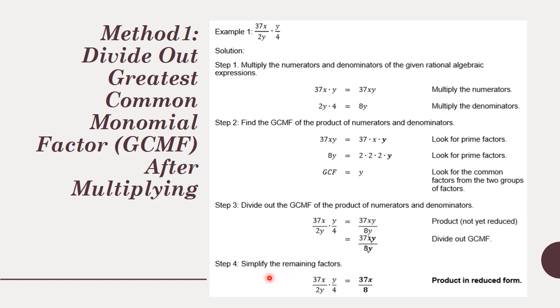The remaining expression is in step 4. Simplify the remaining factors. So if we multiply 37x all over 2y times y all over 4, that is 37x all over 8 because we cancelled out y. So this is the product in reduced form.